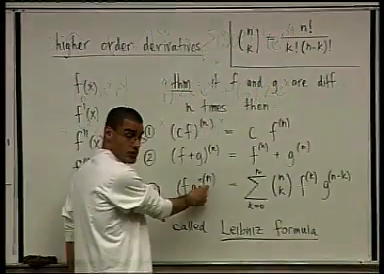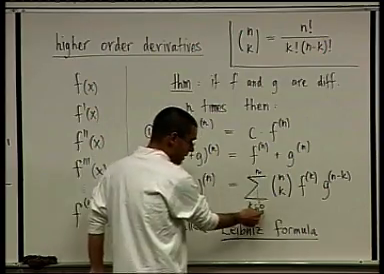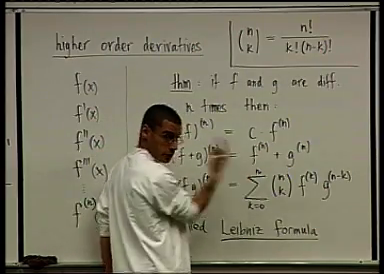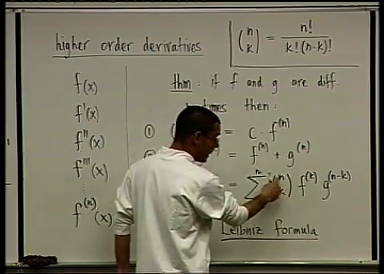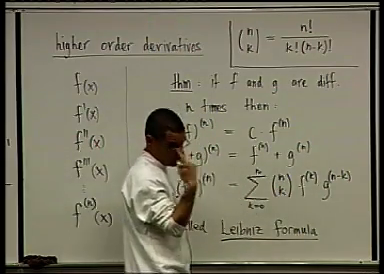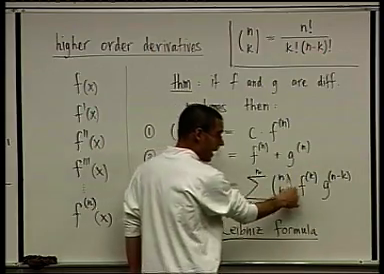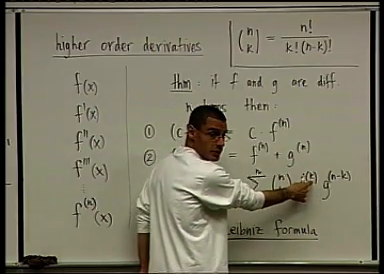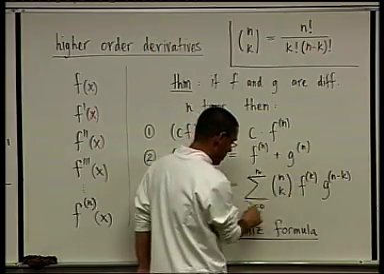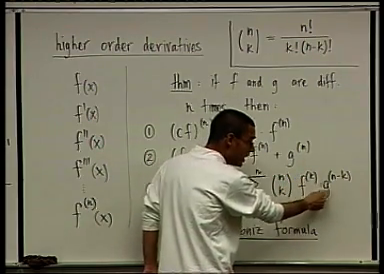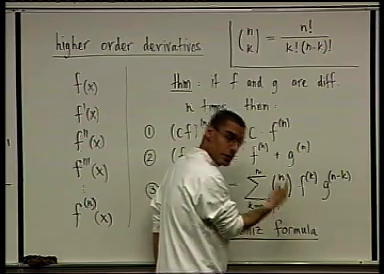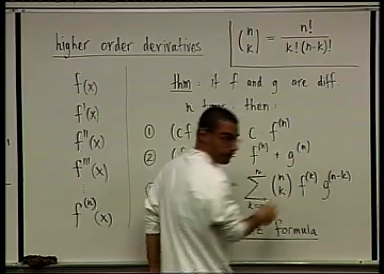If n is 1, you get your sum from 0 to 1. So there are going to be 2 terms, right? The first term is going to be n over 0, which we just said is 1, times f 0th derivative, which is f, times g, 1 minus 0, first derivative. So you get f g prime.